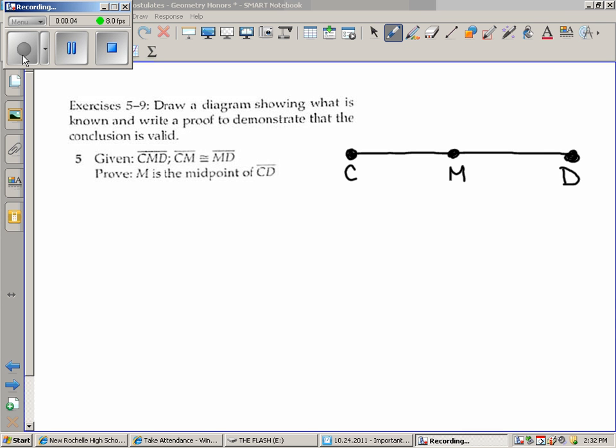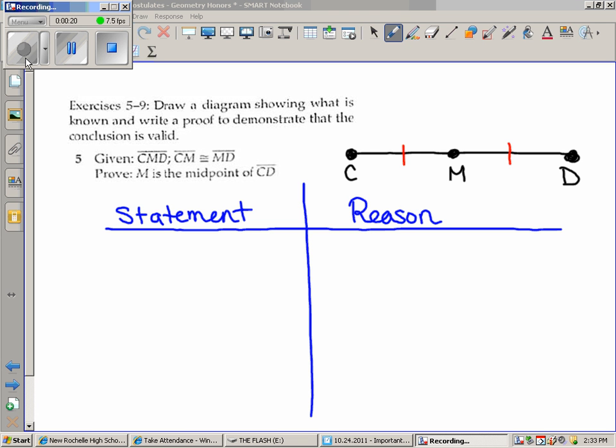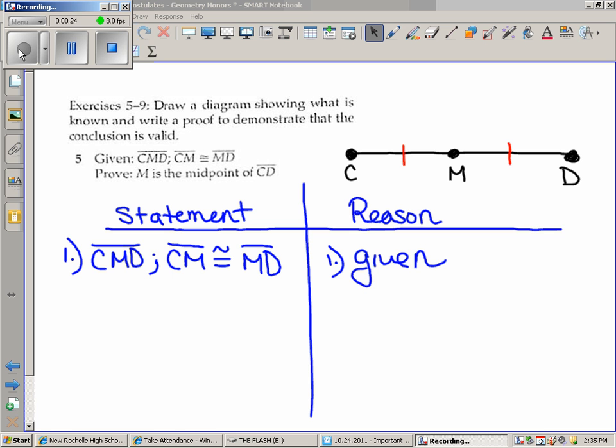We're gonna practice proofs a little bit today before we break up into groups. And the first thing you should do is draw a diagram, an accurate one. That's all the given information that they've given us. So now I'm going to write my statement and reasons. And the first thing you do is just write down the given. So there you go. We wrote down the given information.